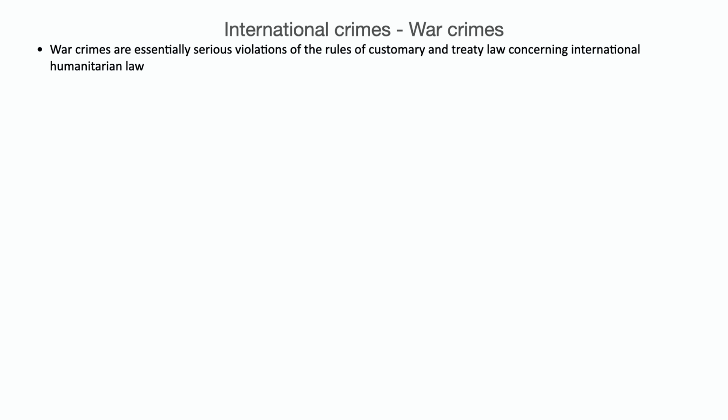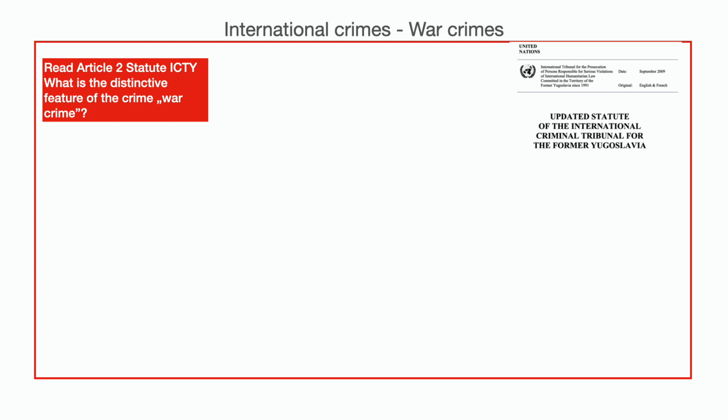War crimes are essentially serious violations of the rules of customary and treaty law concerning international humanitarian law. Students stop the tutorial 10 minutes and read Article 2 of the Statute of the International Criminal Tribunal for the former Yugoslavia. What is the distinctive feature of war crime?